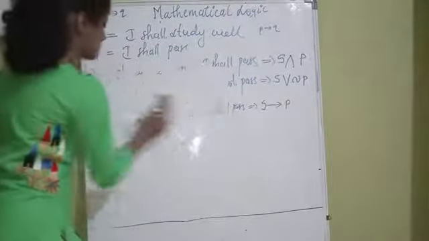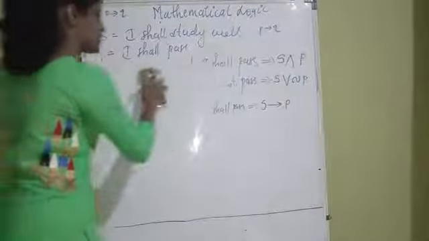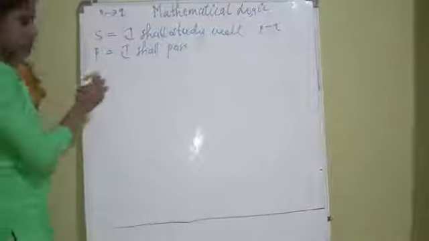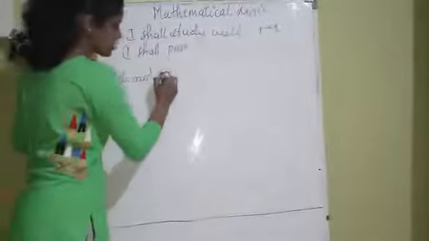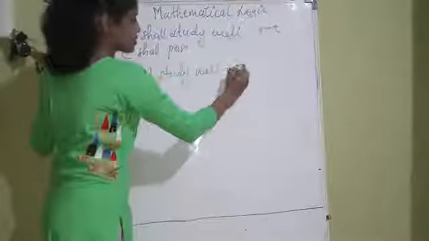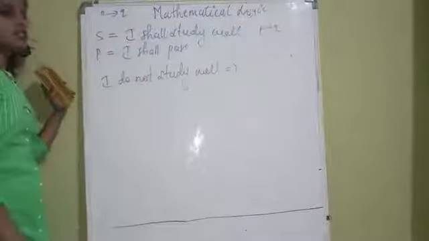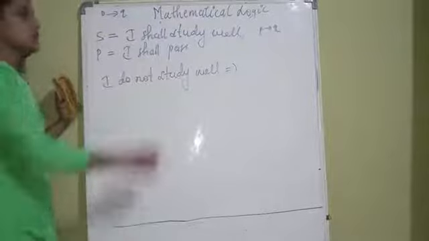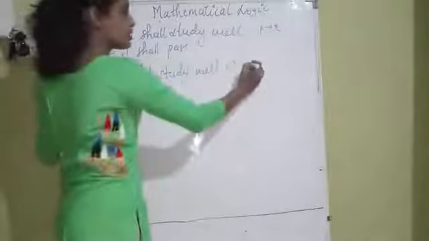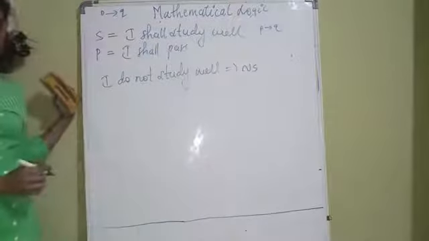So next see, the next example is, I do not study well. What will we get here? Only negation of S. I do not study well. Correct? I study well is denoted by S, and I do not study means negation of S is given. So only negation of S. Correct?